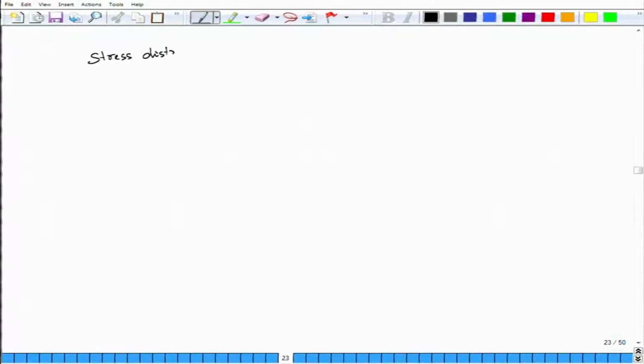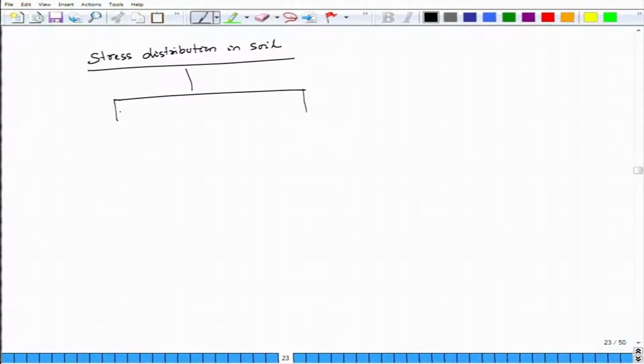Stress distribution in soil. So, basically if I put it, stress distribution in soil, I can put it in two parts. One is in situ stress, second is stress due to foundation loading.